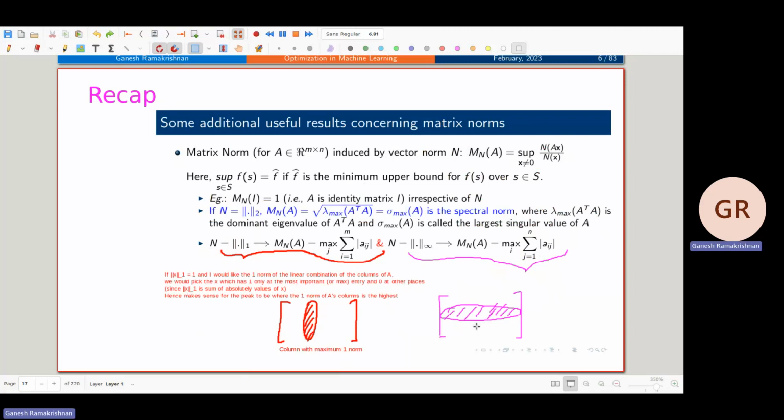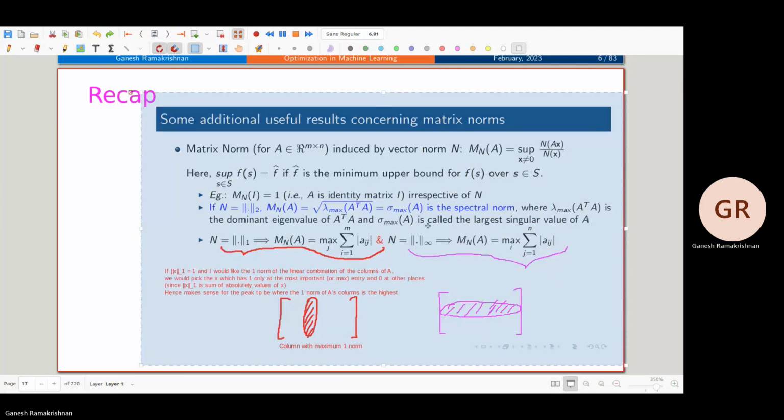So support will involve multiple columns which have the same 1 norm. It's possible that multiple columns have the same 1 norm, or multiple rows have the same 1 norm, right? Then you will consider those columns or those rows and their convex combination. That's basically it. You understand what I'm saying here?